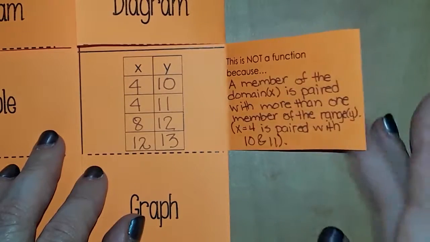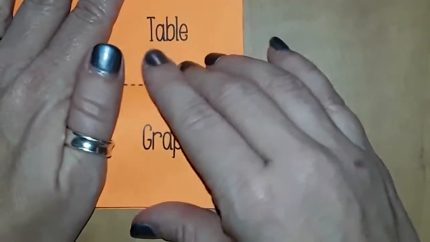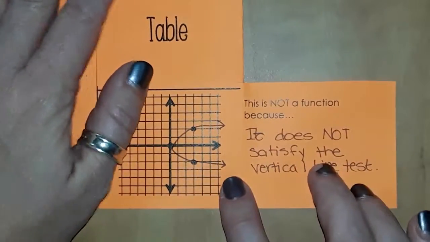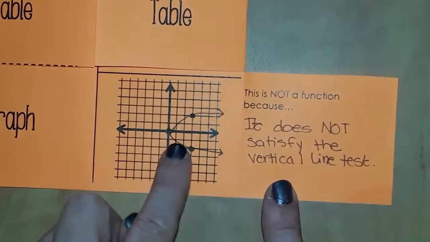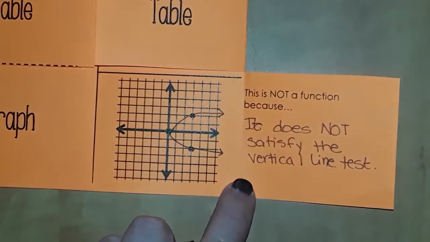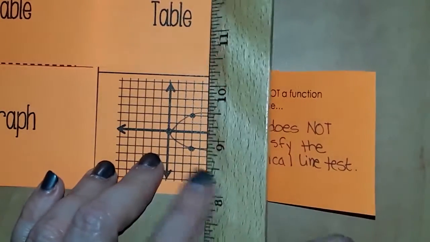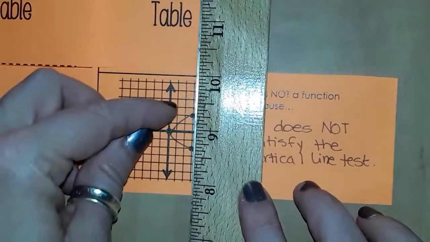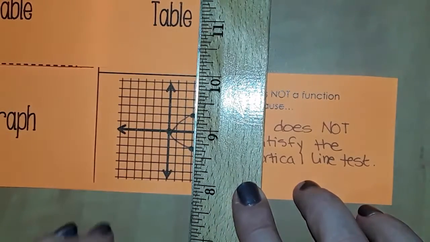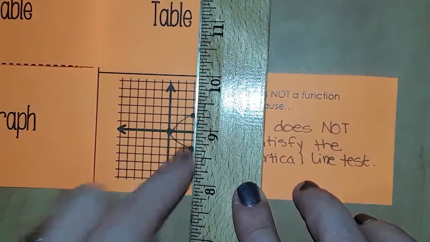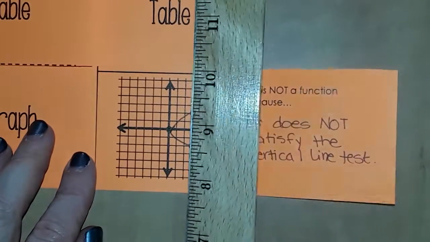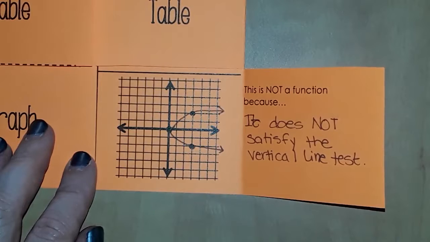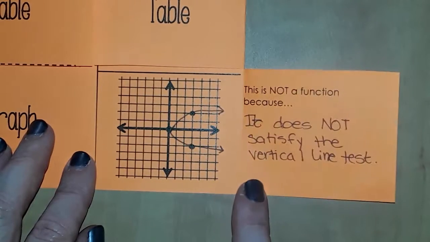All right? Let's go to the last one with our graphs. Again, we're going to look at that vertical line test. The reason it does not satisfy is because if I take my ruler, notice how many points I have on the vertical line. In this case, I have 2. I'm only allowed to have 1. So it does not satisfy the vertical line test, so it is not a function.